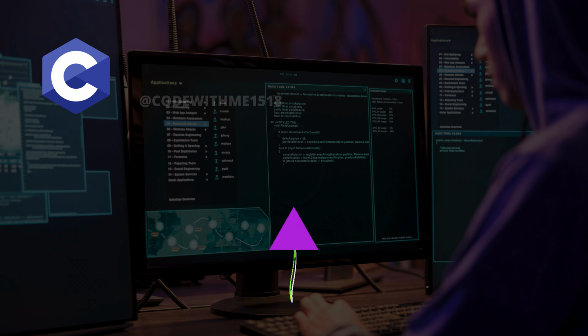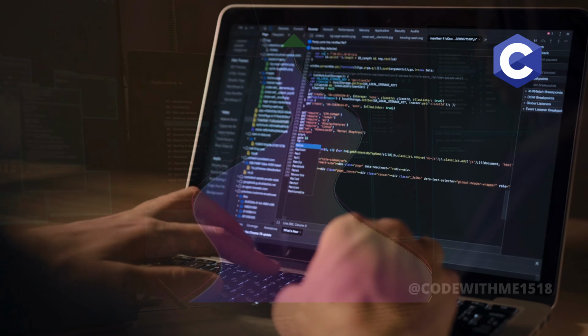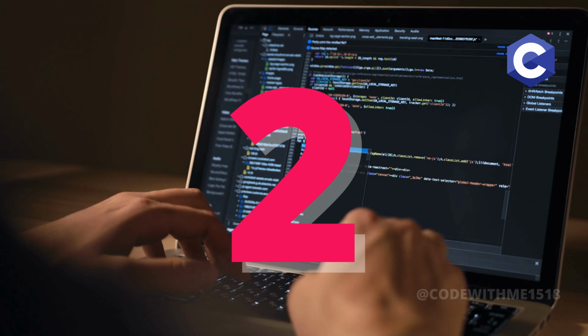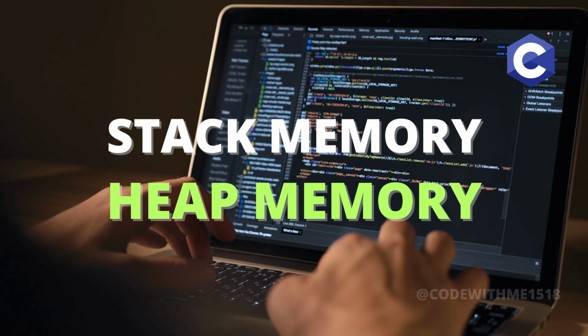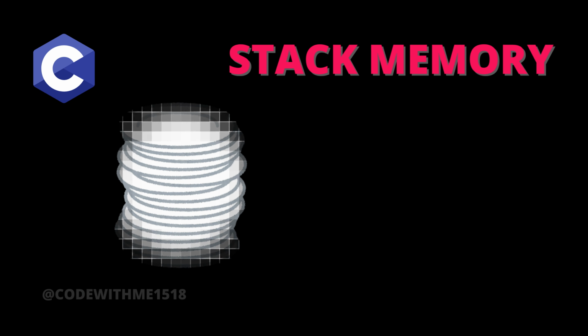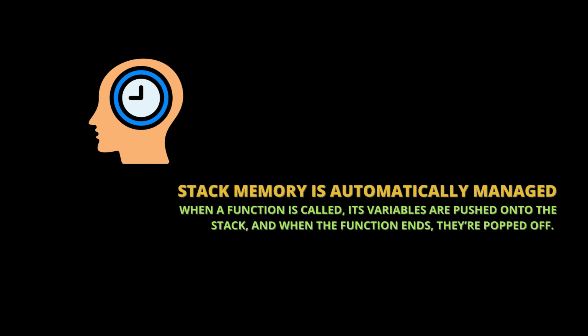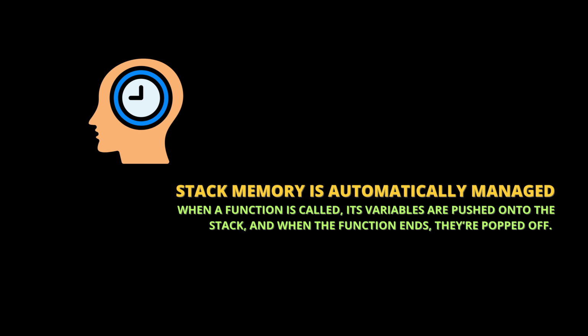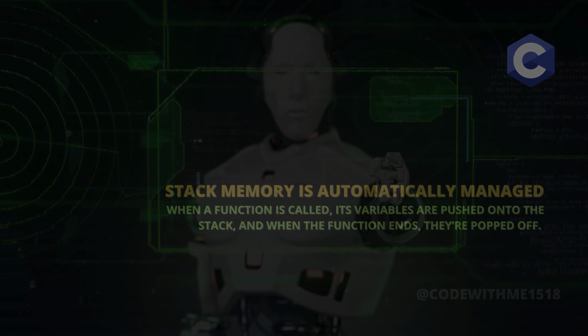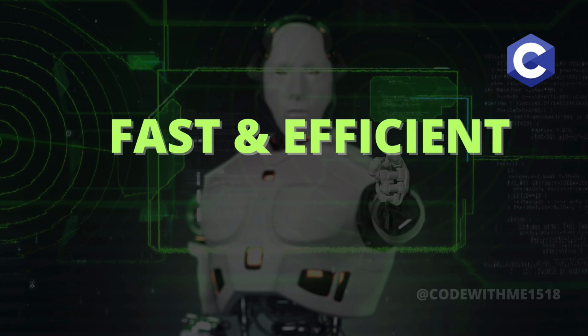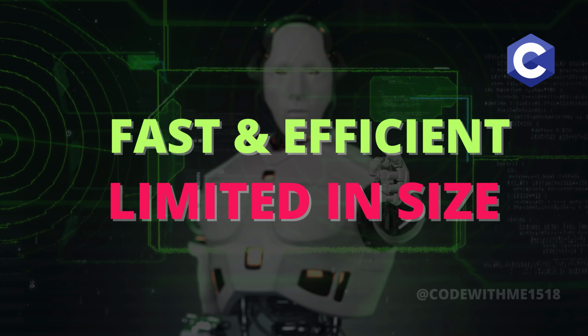Let's get started. Every program you write in C uses two main types of memory, stack memory and heap memory. Think of stack memory like a stack of plates in a cafeteria. When you add a plate, it goes on top, and when you remove one, it comes from the top. Stack memory is automatically managed. When a function is called, its variables are pushed onto the stack, and when the function ends, they're popped off. This makes stack memory fast and efficient, but it's also limited in size.